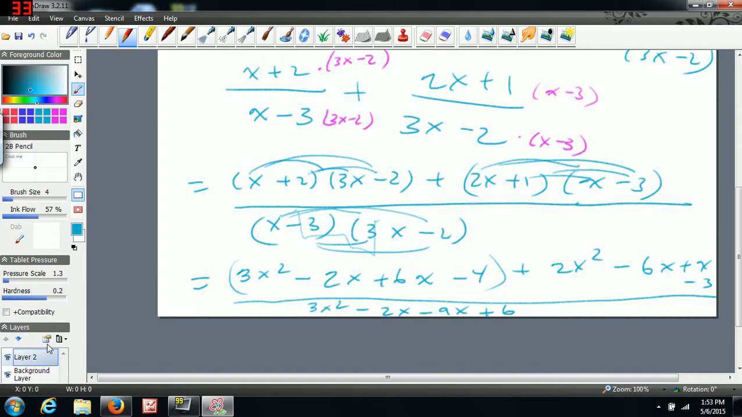Alright, so let's just take it to the next page. I'm going to add a new layer. Oh, here's layer 1. Layer 3.